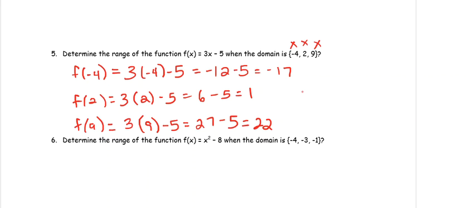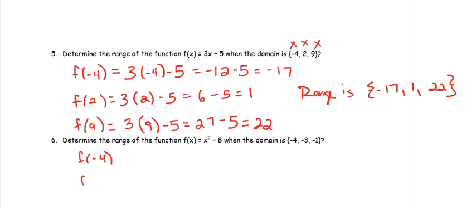So your range is negative 17, 1, and 22, when the domain is negative 4, 2, and 9. And if you like, try to pause this one and see if you can do number 6. But I'm going to continue myself, all right? So f of negative 4, f of negative 3, and f of negative 1.